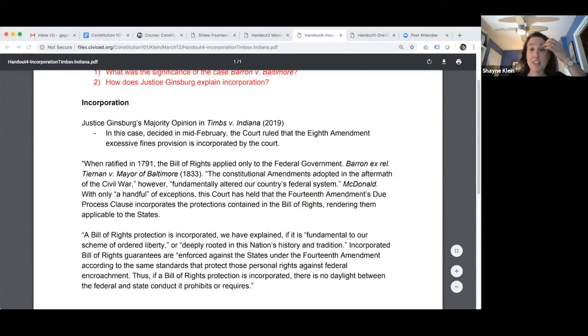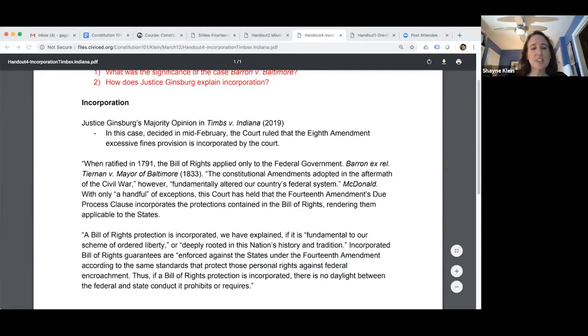Yeah, I thought that phrase, no daylight between federal and state conduct, was really a helpful way to think about incorporation, right? That you are really protected just in the same way you would be against violations by the federal government.